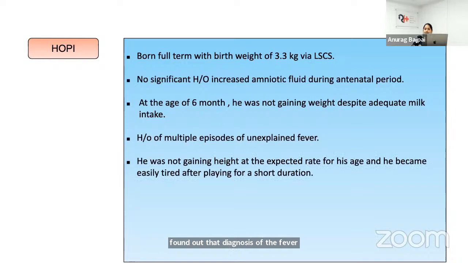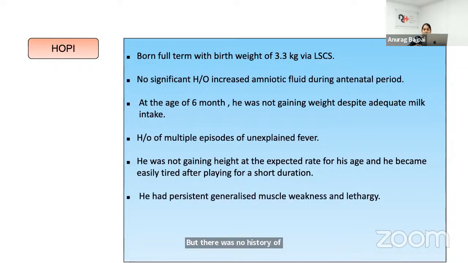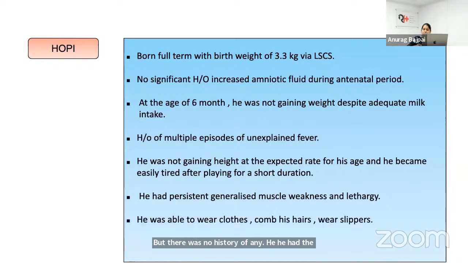He was not gaining weight at the expected rate for his age, and he became easily tired even after playing for a shorter duration. He had persistent generalized weakness and lethargy throughout childhood. But he was able to wear clothes, comb his hair, and wear his slippers. There was no history of any localized muscle weakness.